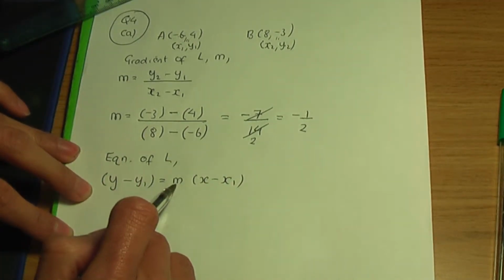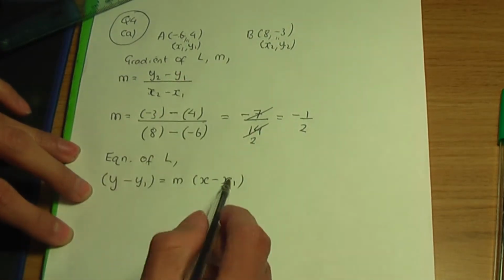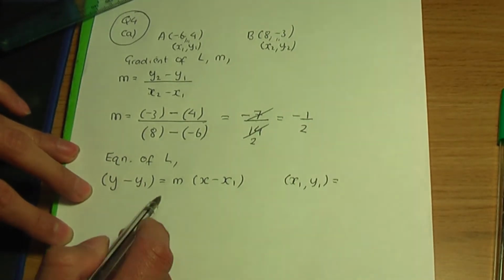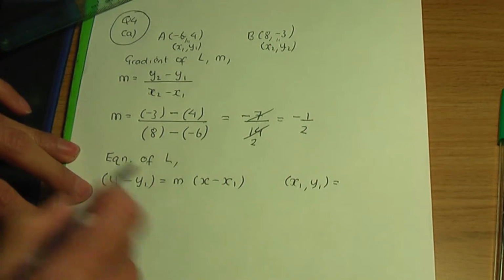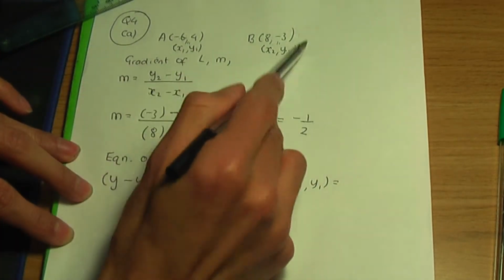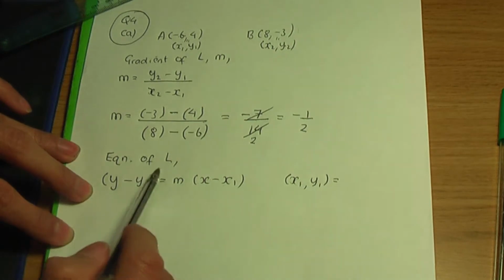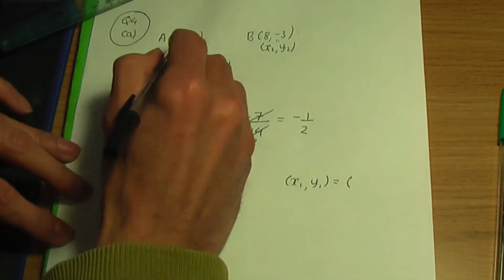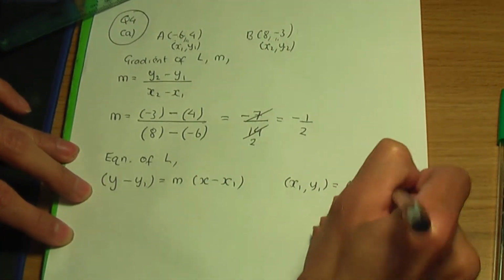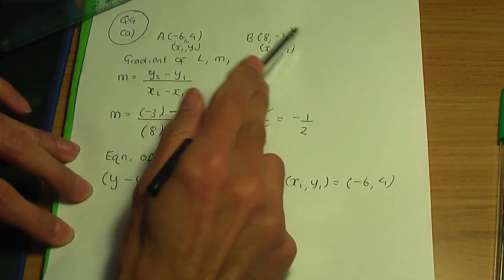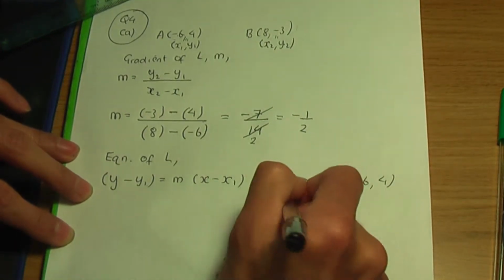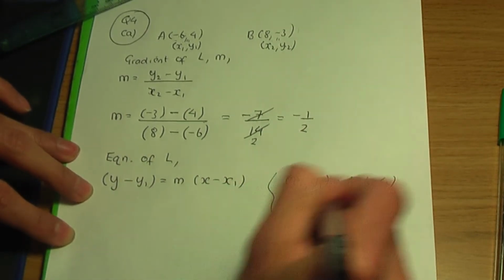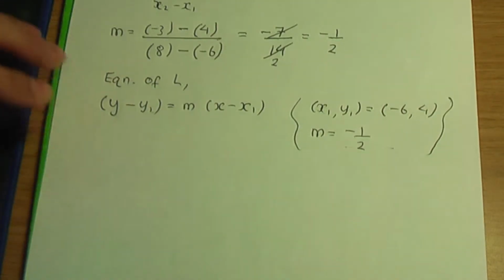Now, our line L passes through both points, so it doesn't matter which point you regard as x1 and y1 in the formula. You can take x1 and y1 to be the coordinates of A or the coordinates of B, because this line L passes through both points. Regardless, I'm going to take x1, y1 to be -6, 4, but as I said, you can take it to be 8 and -3. You should get the same answer. m is the gradient, which we calculated as -half. So this is the data that we require.